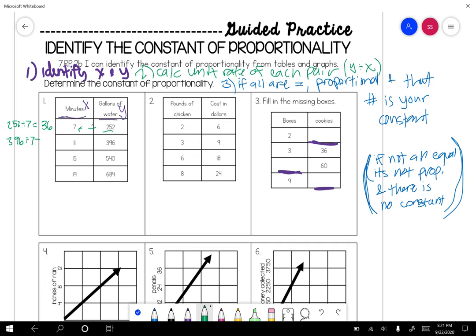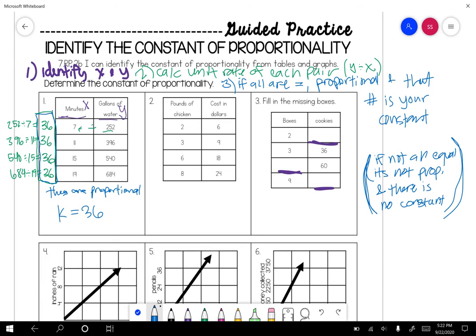Oops, I don't know why I said divided by 7. Divided by 11, because my dog jumped on my lap and distracted me, is 36. 540 divided by 15. And if you don't believe me, you can always check my work. Totally fine by me. 648 divided by 19 is 36. So because they are all equal, this number right here will be our constant. So they are proportional. It's hard to write small on this thing, proportional. So the constant, K, is 36.